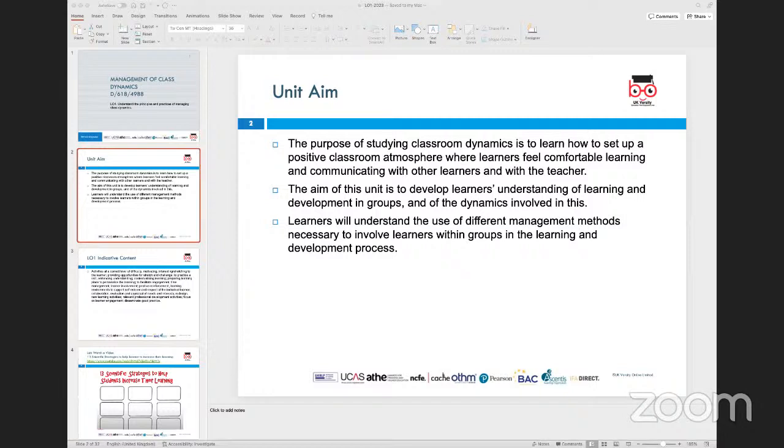Now, classrooms and delivery of sessions could be online or in a classroom-based setting. It could be a training or a seminar that you're attending. But essentially, the purpose of studying classroom dynamics is to learn how to set up a positive classroom atmosphere where students, learners or professionals feel comfortable in the process of learning. And obviously, how do we communicate and make sure that the learning is positive and inclusive, and there is a good level of interaction between the teacher and the student.